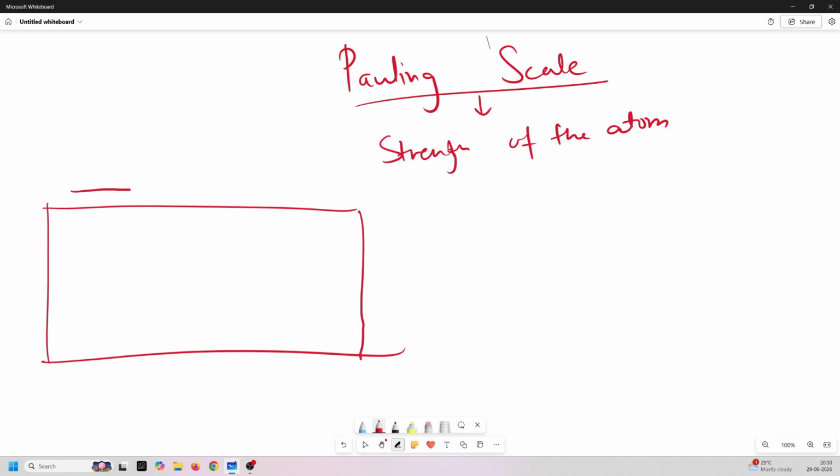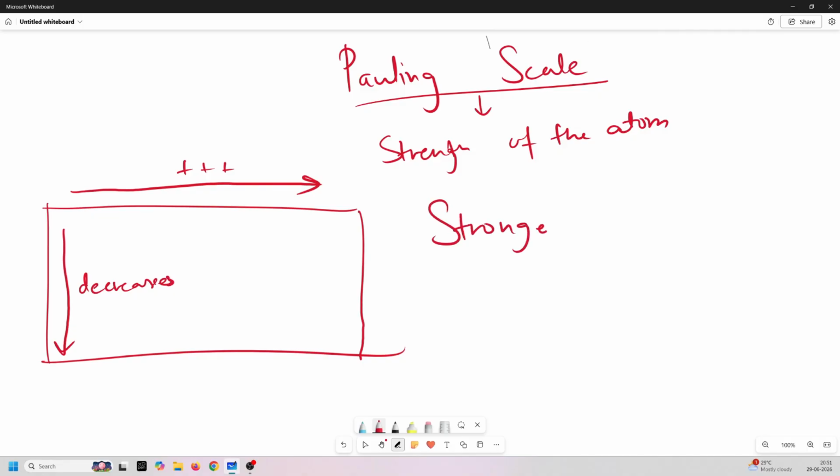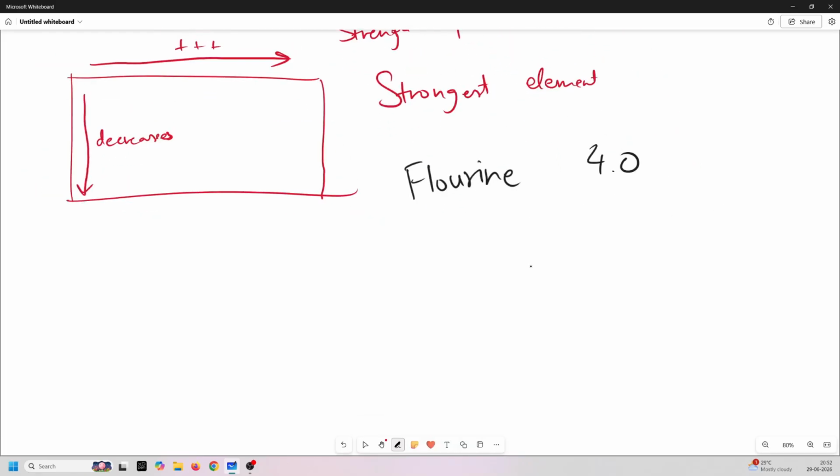So when we go along the period, the electronegativity increases, and as we go down the group, it decreases. The electronegativity character decreases. So the strongest element in terms of electronegativity is fluorine, with a Pauling scale value of 4.0.